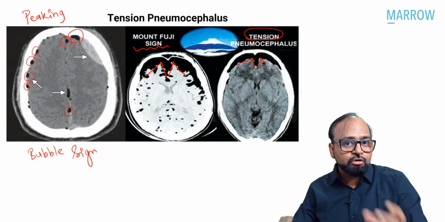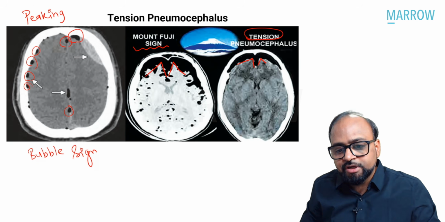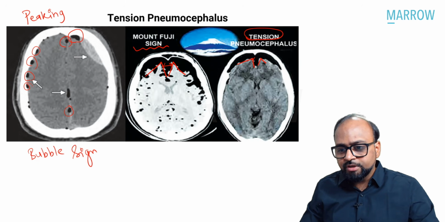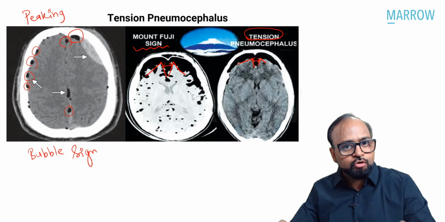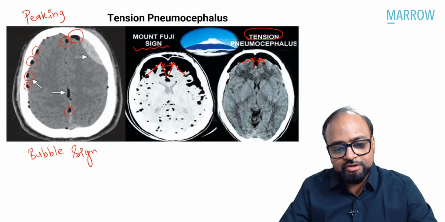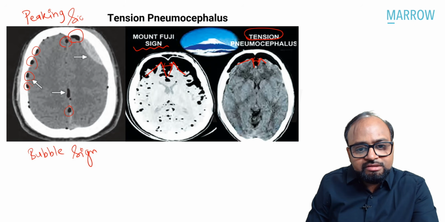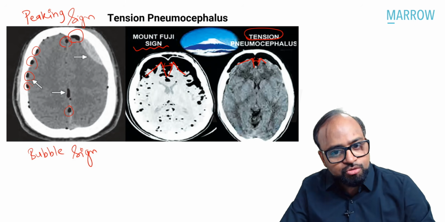And in Mount Fuji, along with the peaking, there is also a wide separation of the brain parenchyma, right? So as you can see here, the brain parenchyma is slightly separated, the two frontal lobes away. That is because of the high pressure of the air. So bubble sign, peaking sign, and Mount Fuji sign, these are signs that have been described in tension pneumocephalus.